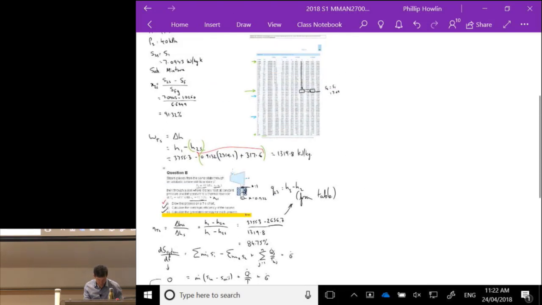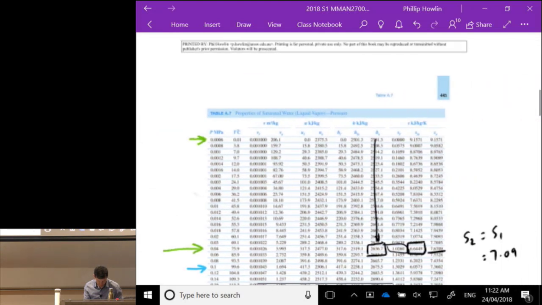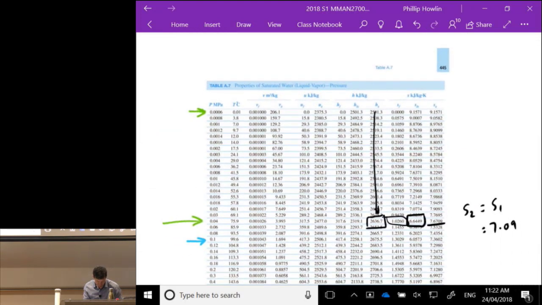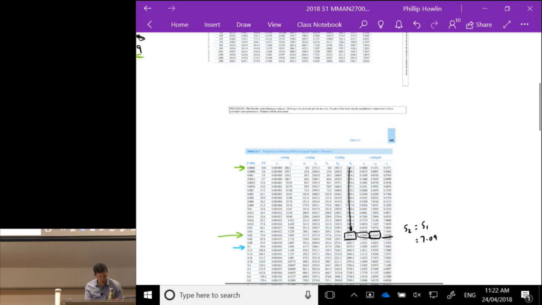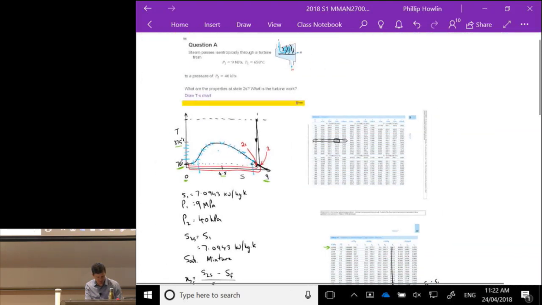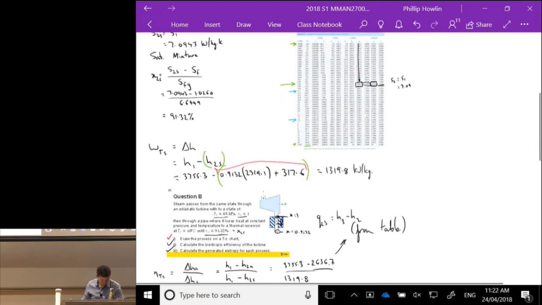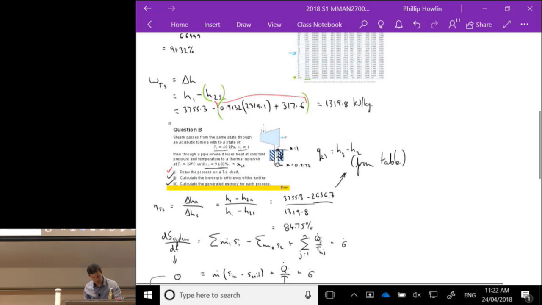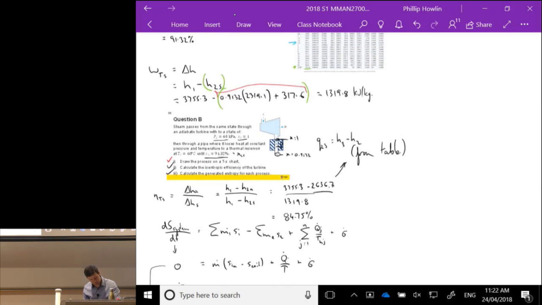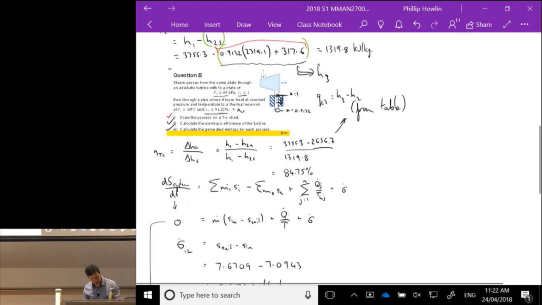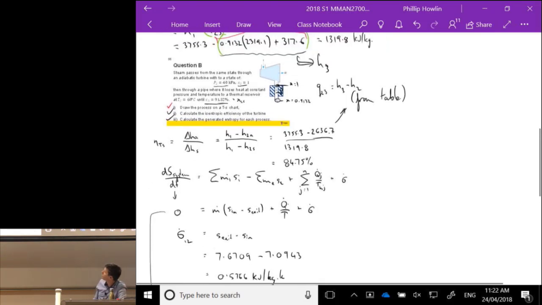H3 should be what H2A was, because that's our definition of what we're doing. We're going back to the same, or H2S. So that there is equal to our H3. And our H2 is given elsewhere.